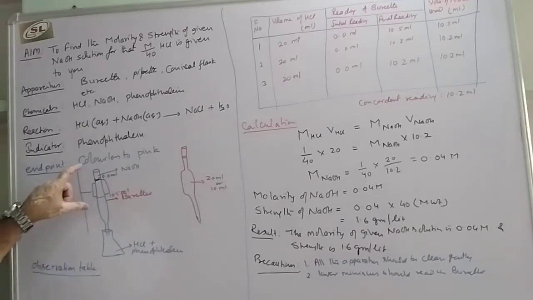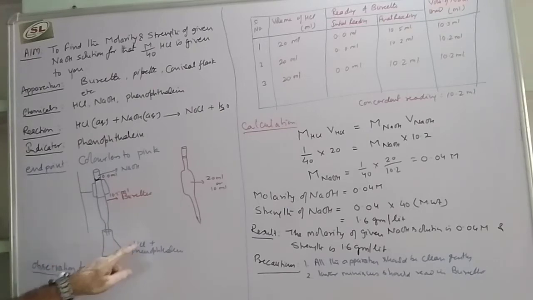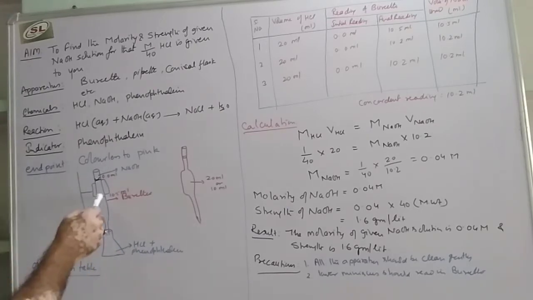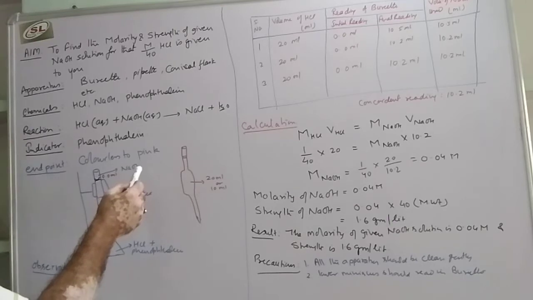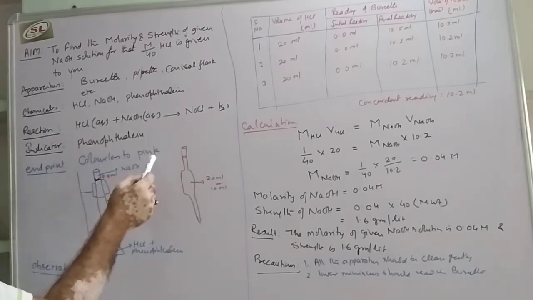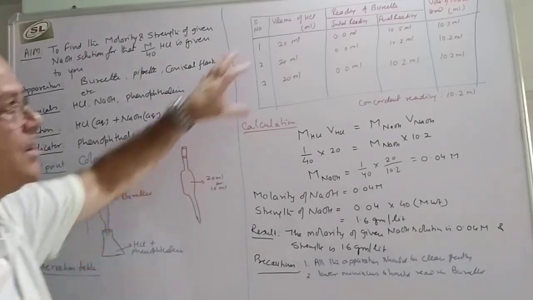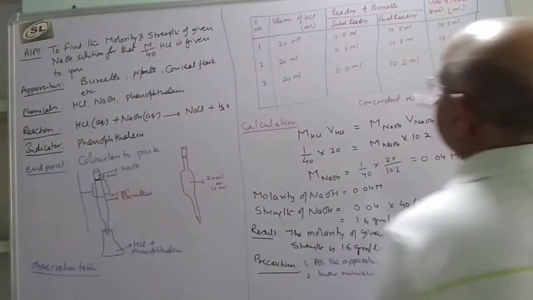Once again, this is the burette. NaOH is filled in it. In the conical flask we have taken HCl and phenolphthalein. Dropwise we will pour NaOH in it. The reaction will start and the point will come when the color changes from colorless to pink, and we will take that burette reading. These readings we will report in the observation table.